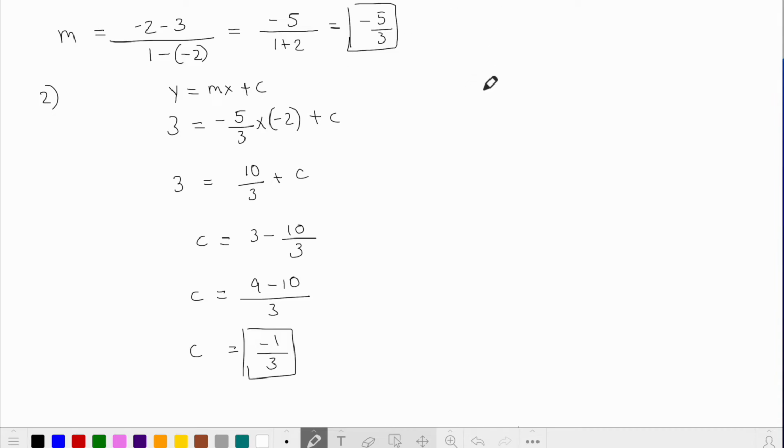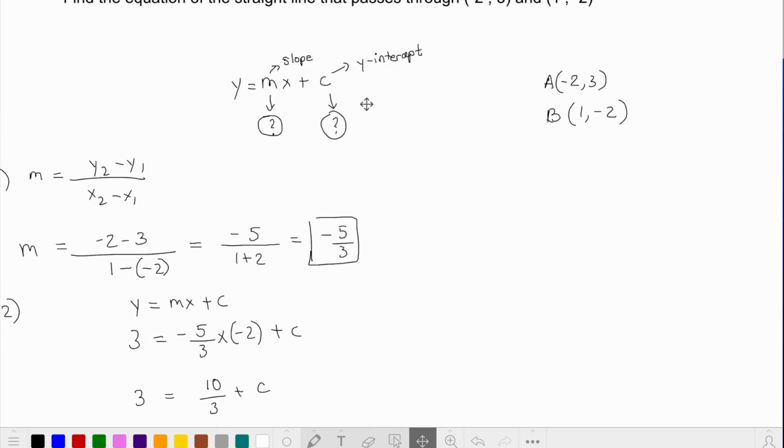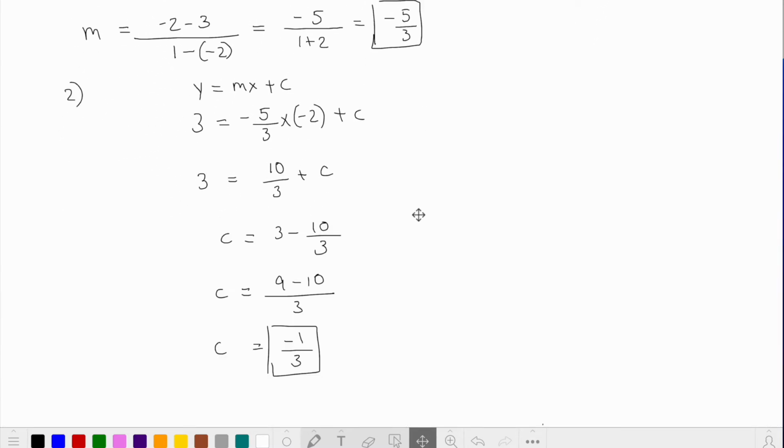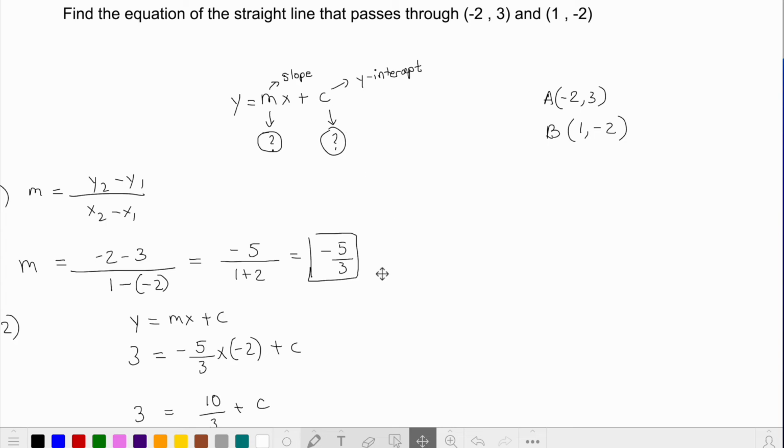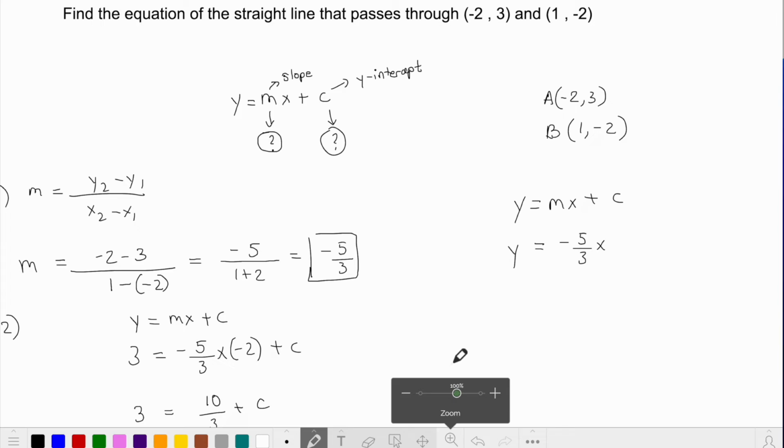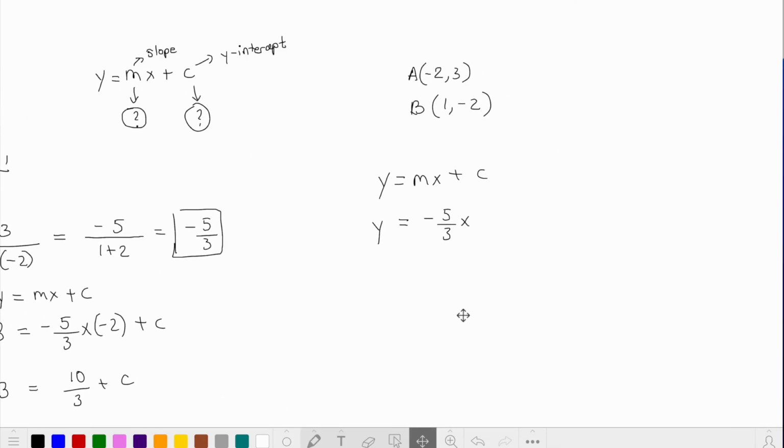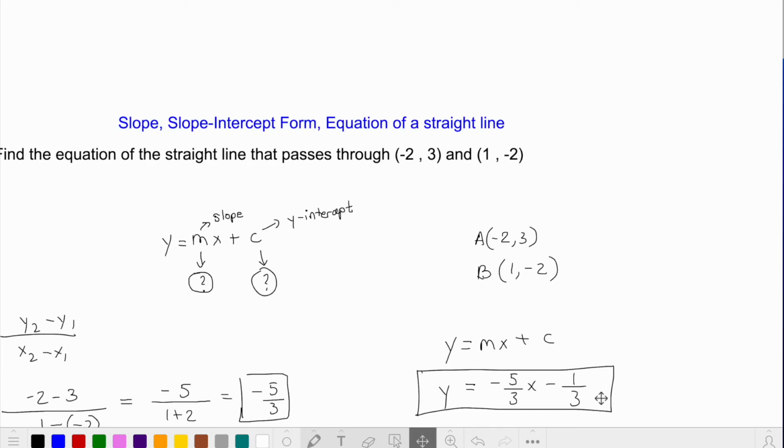So we have the equation y equals mx plus c, and now we found the value of m, and we have found the value of c. Let's plug them into the y equals mx plus c formula, also known as the slope-intercept form. So y equals the slope -5/3 times x plus c, and c is negative 1/3. This is the equation of the line that passes through (-2, 3) and (1, -2).